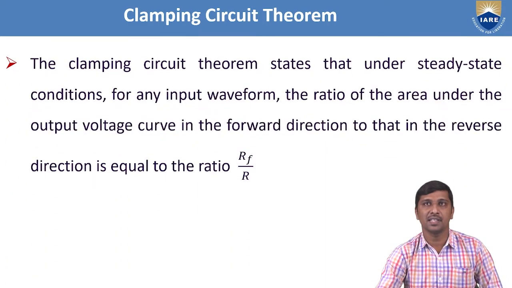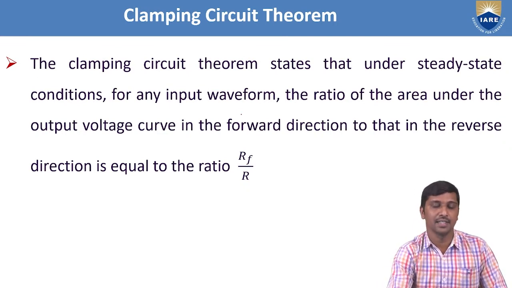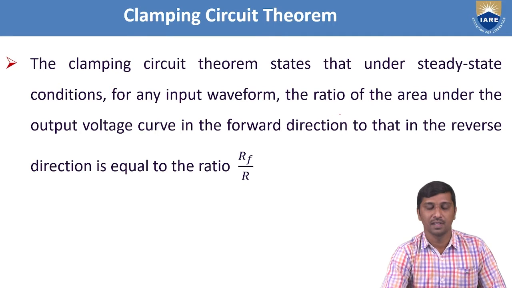The clamping circuit theorem states that under any steady state condition, for any input waveform, the ratio of the area under the output voltage curve in the forward direction to the area in the reverse direction is equal to the ratio RF by R.